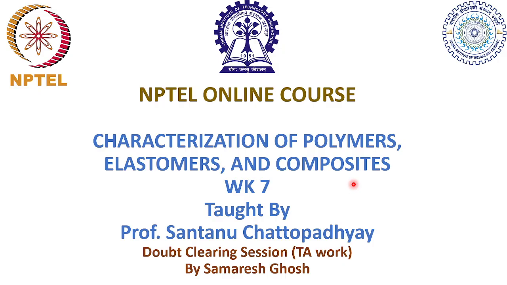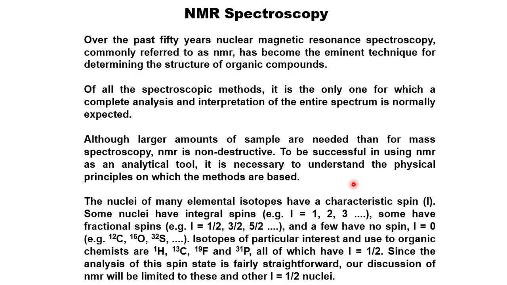So we are discussing different spectroscopic techniques to characterize polymers. We have discussed UV-Vis, we have discussed FTIR, we have also discussed Raman, and today we will discuss a very interesting and very important spectroscopy technique, that is nuclear magnetic resonance spectroscopy. The importance of NMR is that it can precisely determine the structure of any organic molecule.